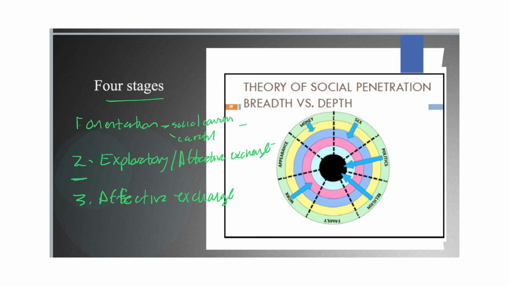So maybe in stage 1, there's certain topics that you stay away from. Maybe you just talk about work in stage 1, but then in stage 2, maybe you start to talk about politics, just a little bit. Maybe you talk about the news a little bit. But now in stage 3, you start talking about sex, or you start talking about religion. And then stage 4 is stable exchange.